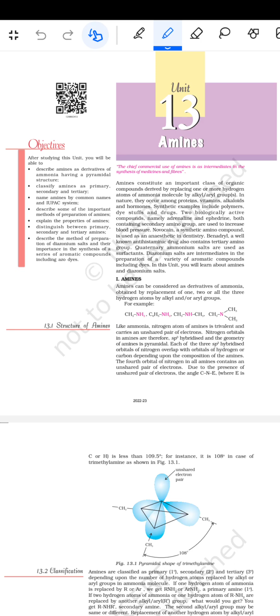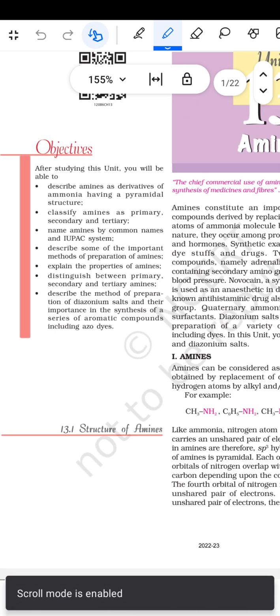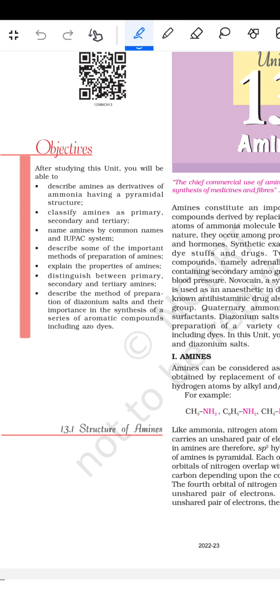Now the amines. After studying this unit, you will be able to describe the amines as derivatives of ammonia having a pyramidal structure. Classify amines as primary, secondary, and tertiary. Name amines by the common names and the IUPAC system.